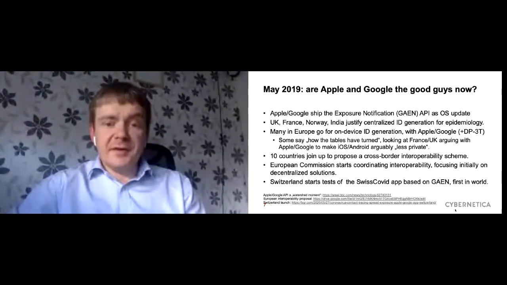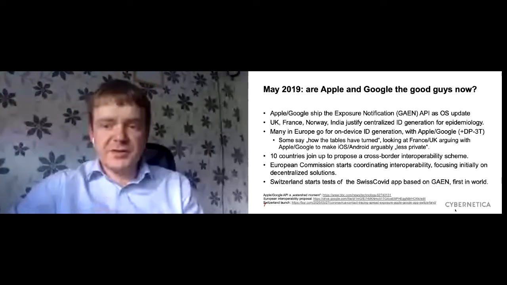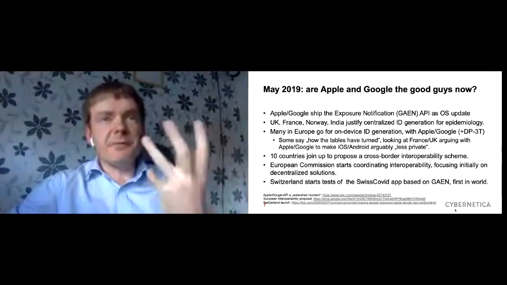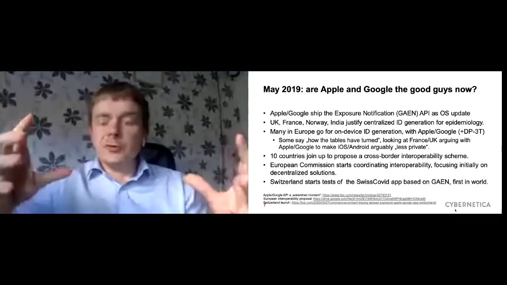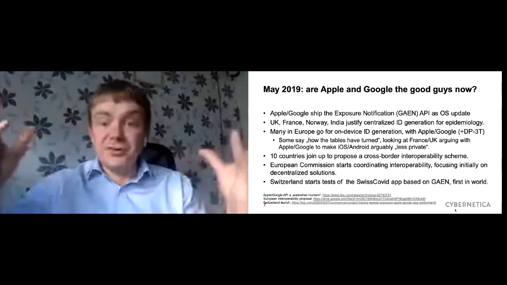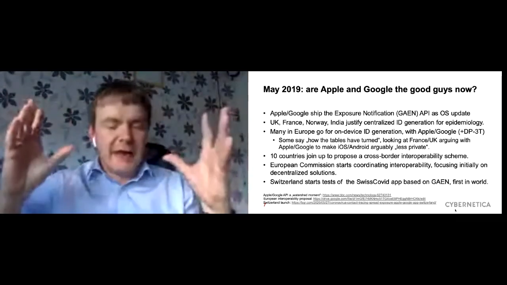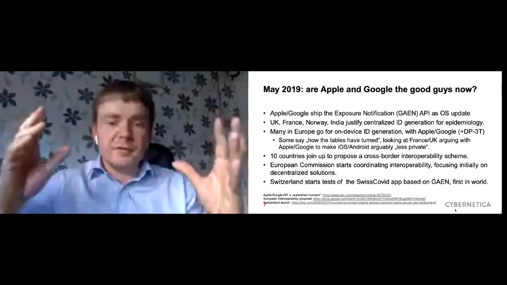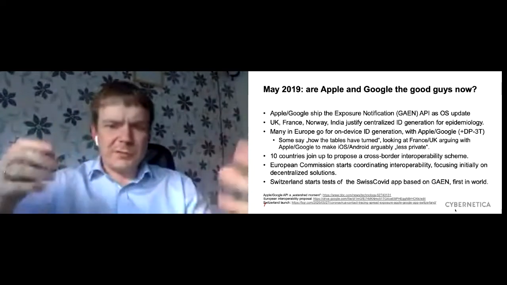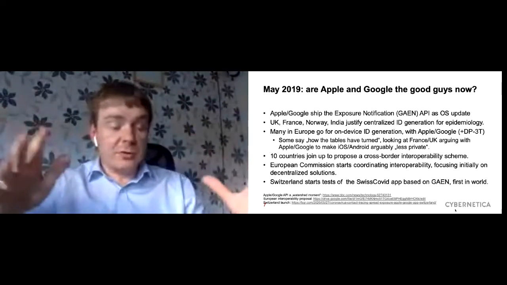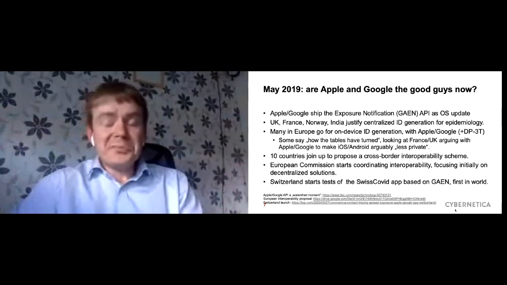UK, France, Norway, and India justify using centralized ID generation for epidemiological purposes. Many in Europe go for on-device ID generation using Apple, Google, or the DP3T, or a combination of both, because DP3T actually implemented a whole framework without Apple and Google, not knowing whether Apple and Google would actually materialize. So they did all the Bluetooth tests. They had the Swiss Army running around in the city with phones and measuring Bluetooth attenuation and signal strength and all of that. It was an amazing amount of research. I don't know when they will have time to publish all of that.